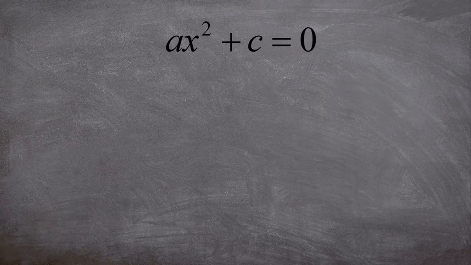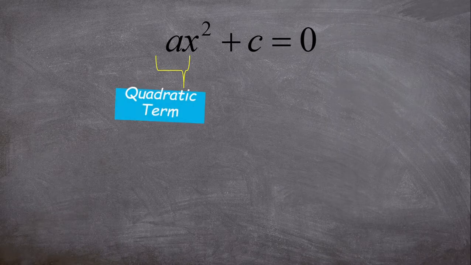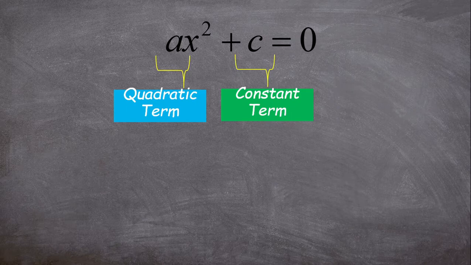Now, sometimes a quadratic equation can have no linear term. So, for example, ax squared plus c is equal to 0. So, this is still a quadratic equation because, again, we still have the quadratic term. So, ax squared is the quadratic term, and c is obviously our constant term.